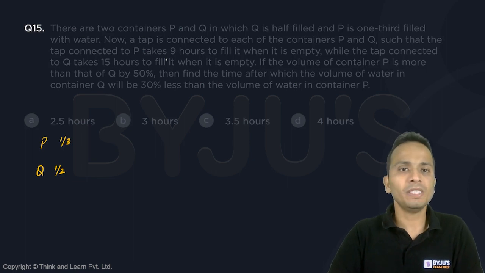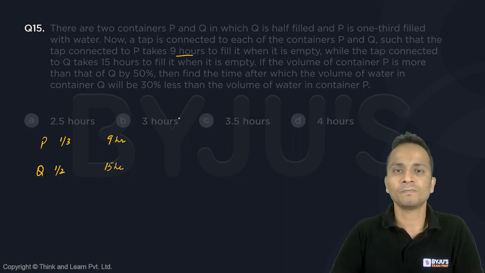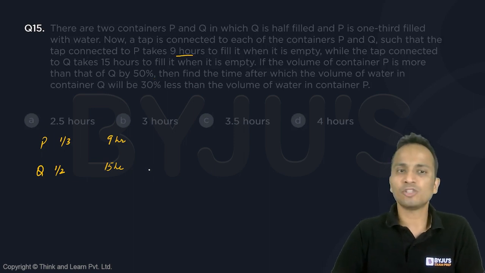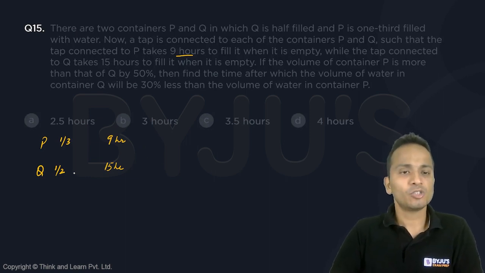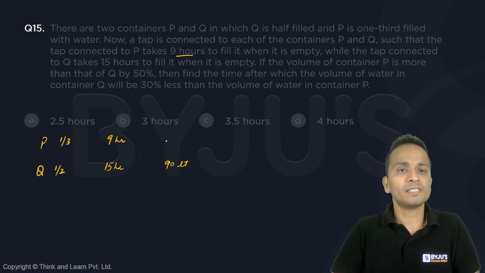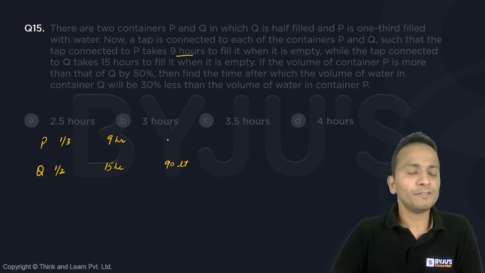Now, when the tap is connected to P, it takes 9 hours, so P gets completely filled in 9 hours and Q gets completely filled in 15 hours. Also, the capacity of P is 50% more than that of Q. So I can start by assuming the capacities in liters for both Q and P. I'll assume the value for Q as 90 liters for ease of calculations. Since the capacity of P is 50% more than that of Q, the capacity of P will become 90 plus 45, that is 135 liters.